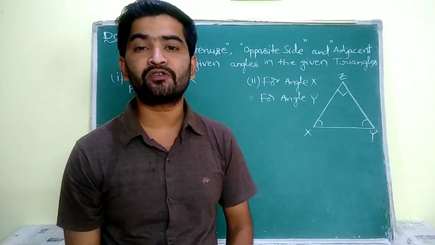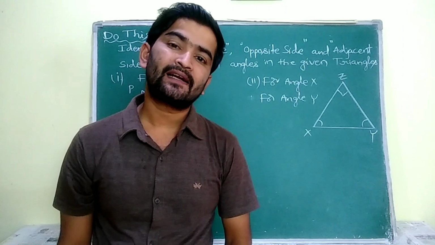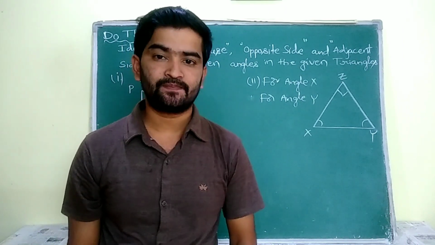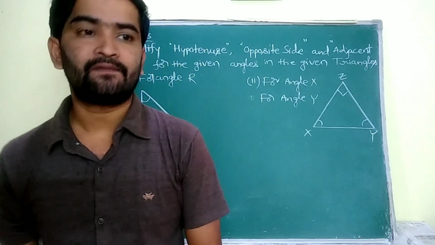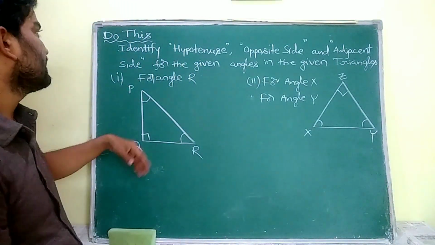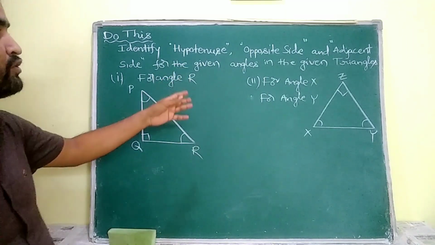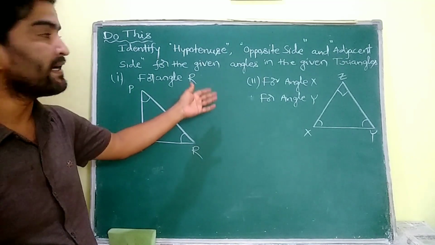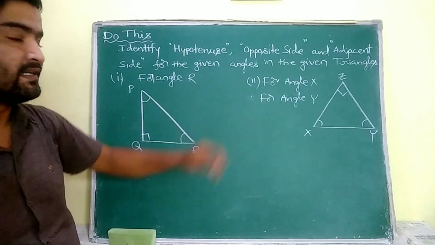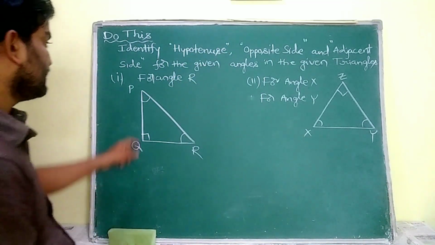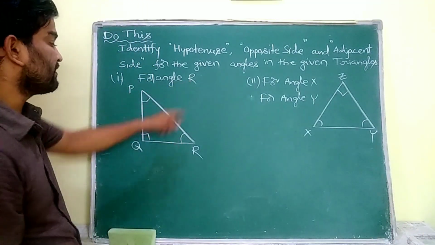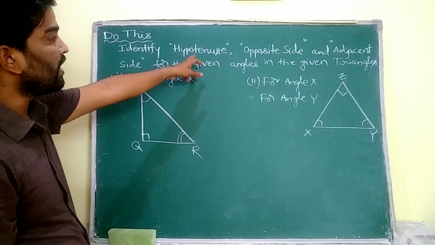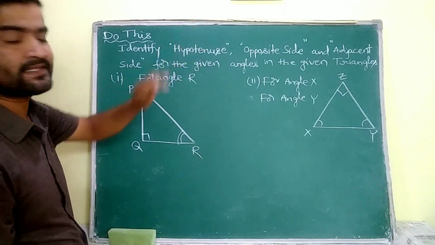Now in this video we are going to discuss Do This, Try This and examples of the trigonometry chapter of 10th class. The first Do This problem is: identify the hypotenuse, opposite side and adjacent side for the given angles in the given triangles. See here, the given angle is R. To this R, we have to write the hypotenuse, opposite side and adjacent side.